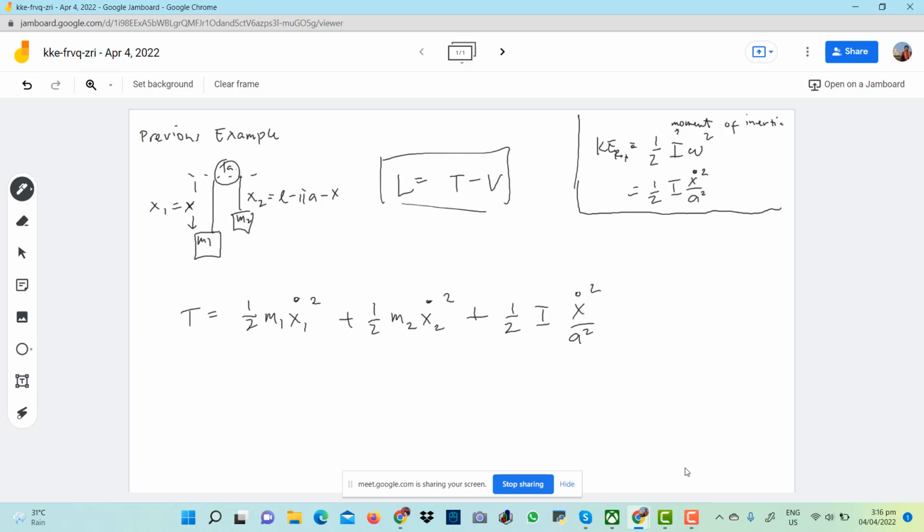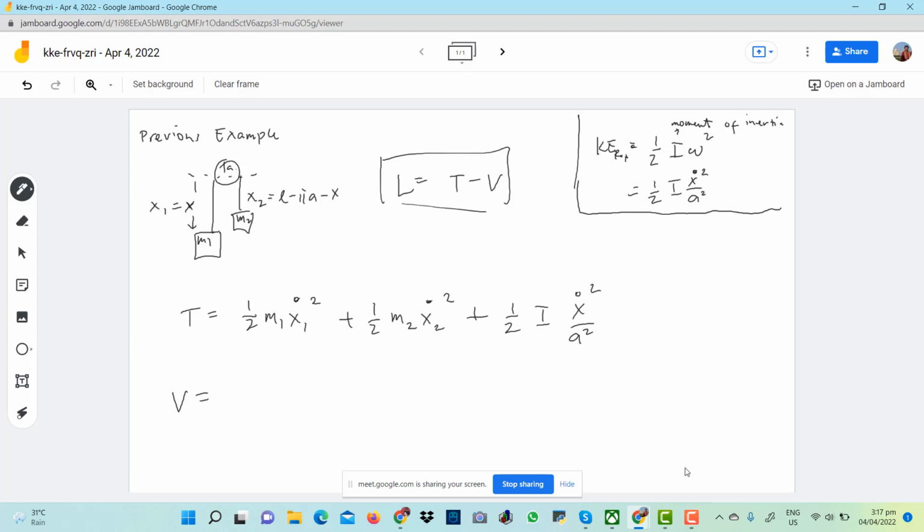So the first two terms are the translational kinetic energy of M1 and M2, while the last term is the rotational kinetic energy of the pulley. So that's the kinetic energy of the system. How about the potential energy?